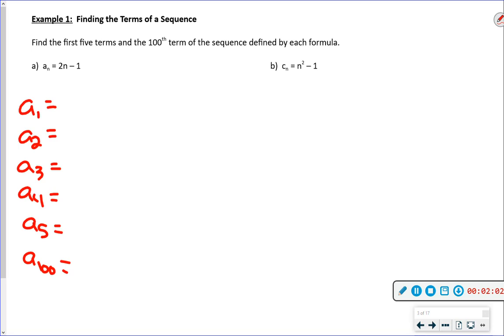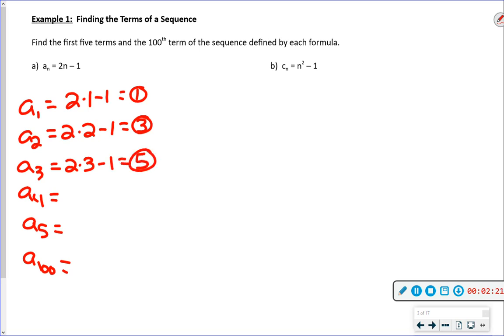To find A1, you replace n with 1. And then you replace n with 2. And then you replace n with 3. Now, I'll be honest, I don't write out the computation, and I don't expect you to write out the computation. This chapter is about patterns. What's the pattern? It adds 2. So 7, 9, right? Why are we going to write work?